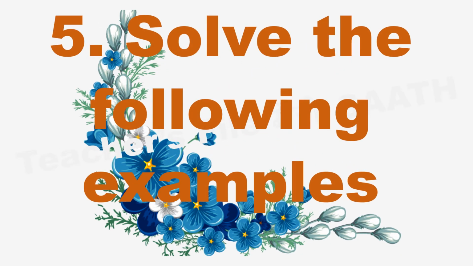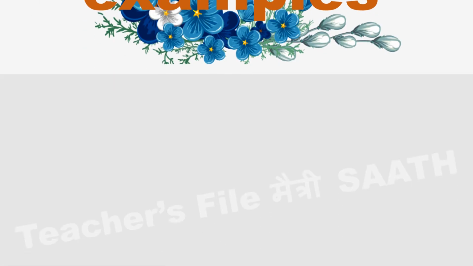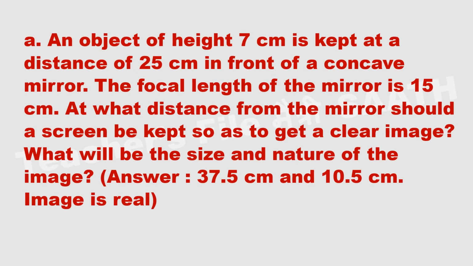Solve the following examples. An object of height 7 cm is kept at a distance of 25 cm in front of a concave mirror. The focal length of the mirror is 15 cm. At what distance from the mirror should a screen be kept so as to get a clear image? What will be the size and nature of the image?